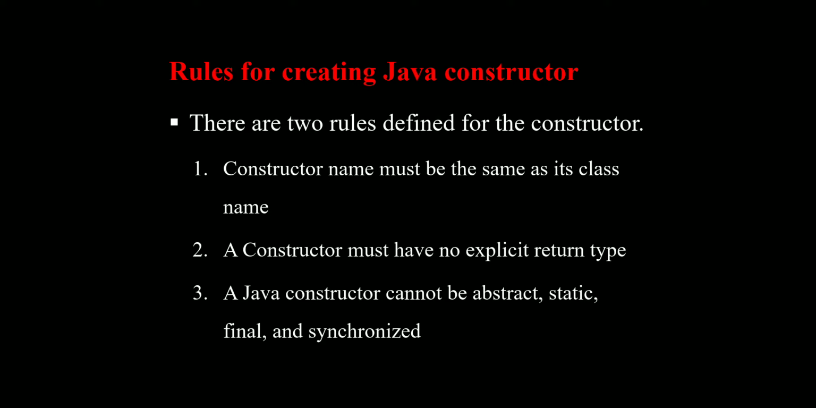Now once again we can recall. First, the class name and the constructor name must be the same, it doesn't have any return type, and a constructor cannot be abstract, static, final or synchronized. These are the rules which are used for creating the constructor. I hope you all understand.